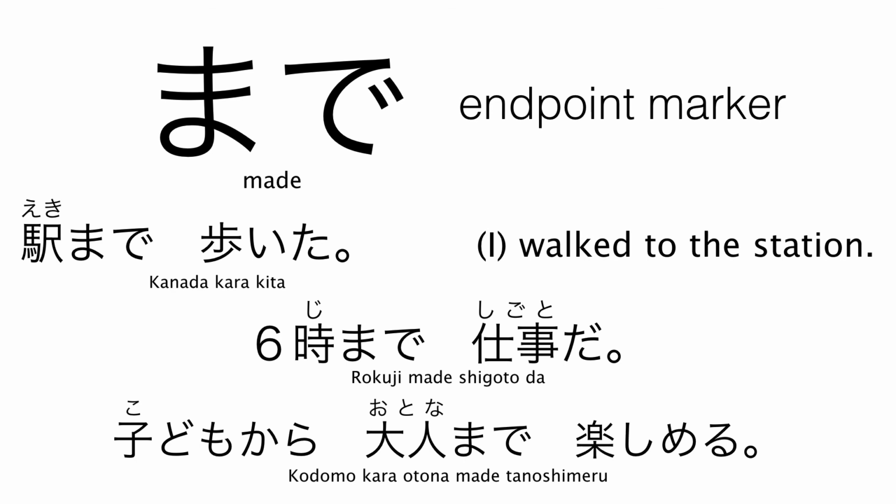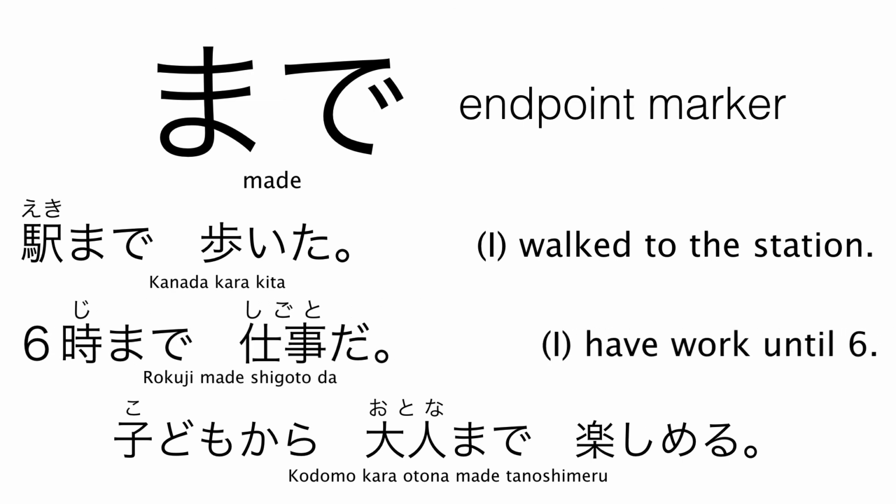The second sentence, 6時まで仕事だ。6時 means 6 o'clock. 仕事 is a noun which means work. The omitted subject here is clearly not I or 私 because that would mean I am work. 私が仕事だ, which doesn't make any sense. So the understood subject would be something along the lines of the things on my agenda or schedule. All I have is work until 6 o'clock, which is the end point of your work. So I have work until 6 o'clock.